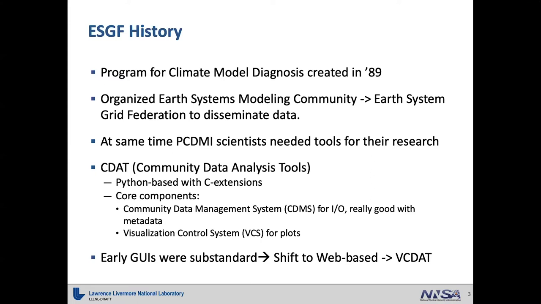On the more infrastructure and computer side of things, that evolved into its own thing, which is now the Earth System Grid Federation, ESGF, which is able to disseminate data in a federated way because we can't move data across. Originally, the idea was to host everything, but then it got too big, so we established ESGF. So ESGF is really the computer side of things.